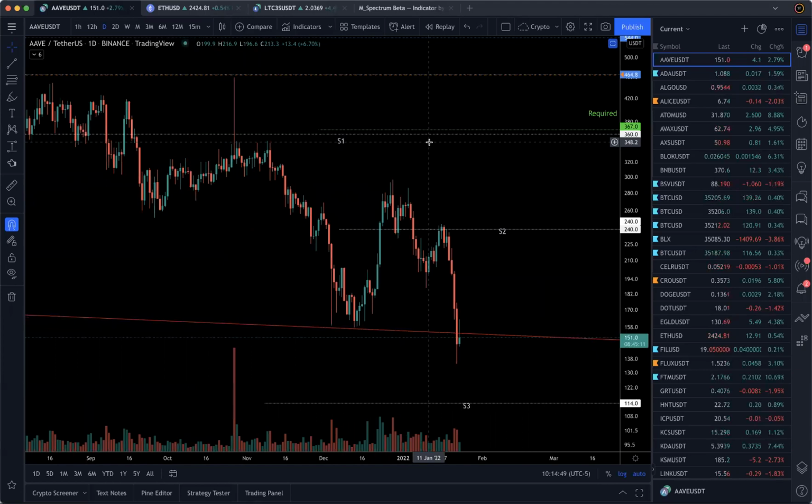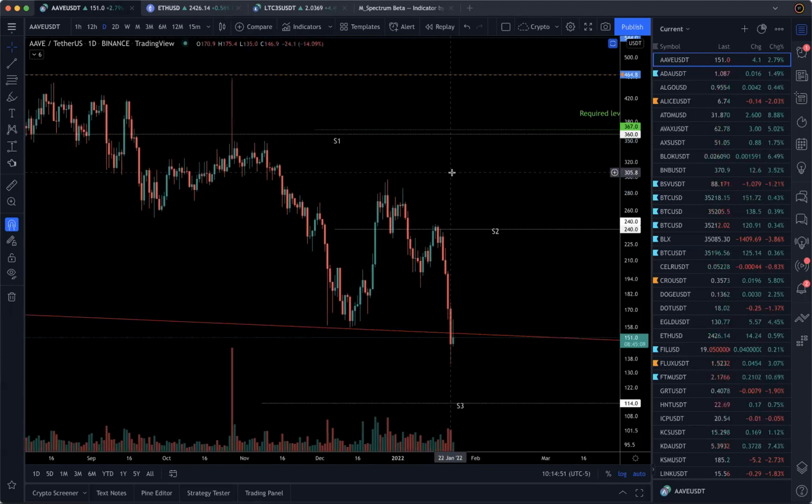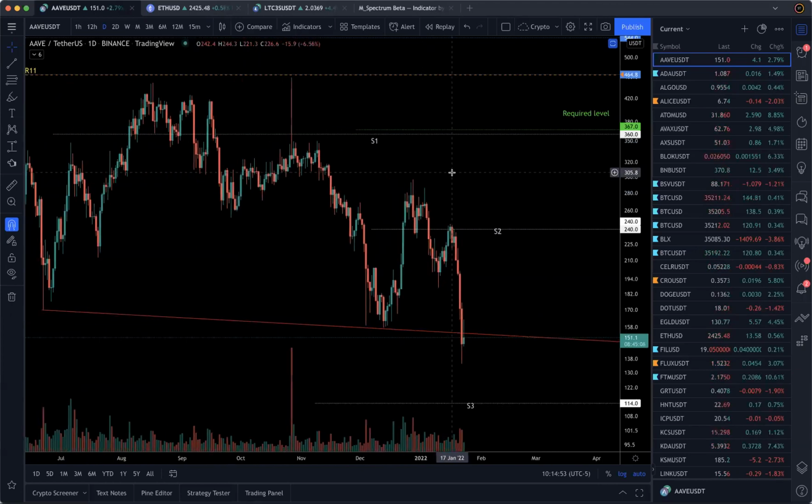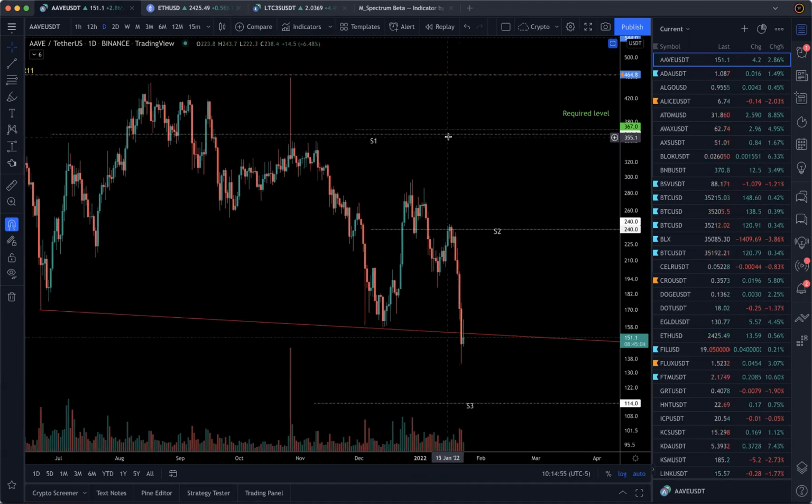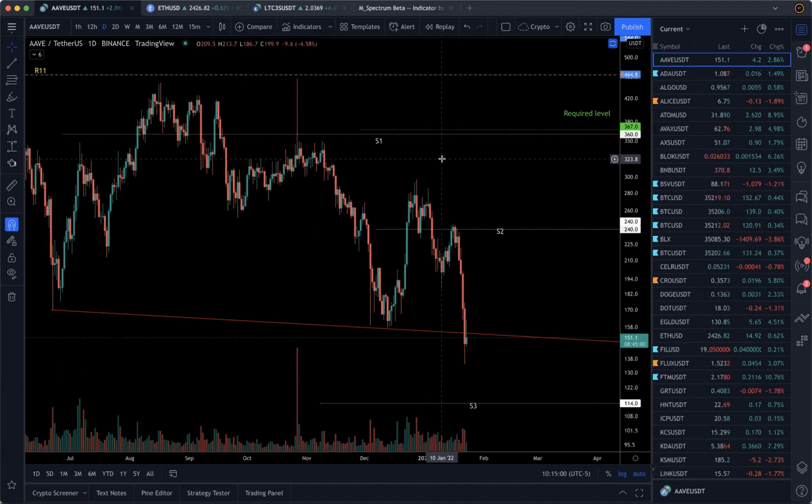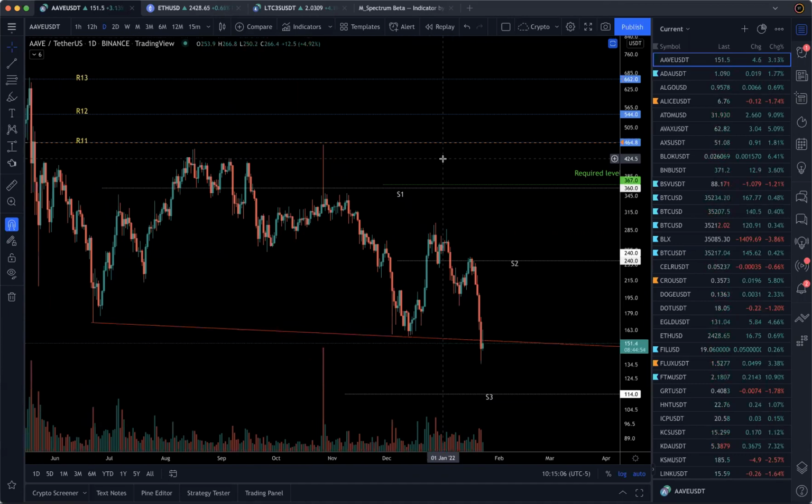This is a very important phase, as you know, because of Bitcoin. So it is important to know what all three different time frames look like. So let's get started with Aave.